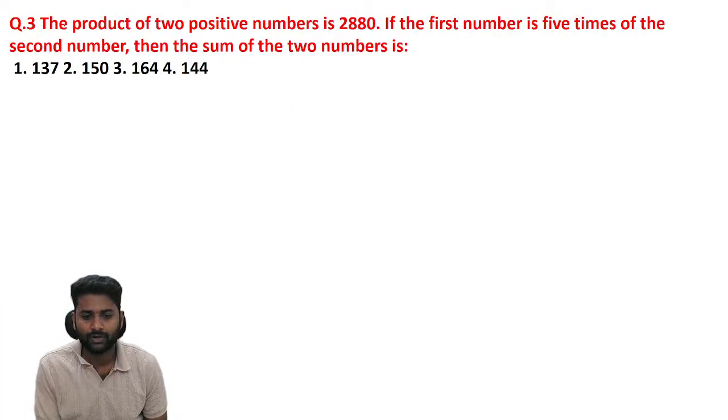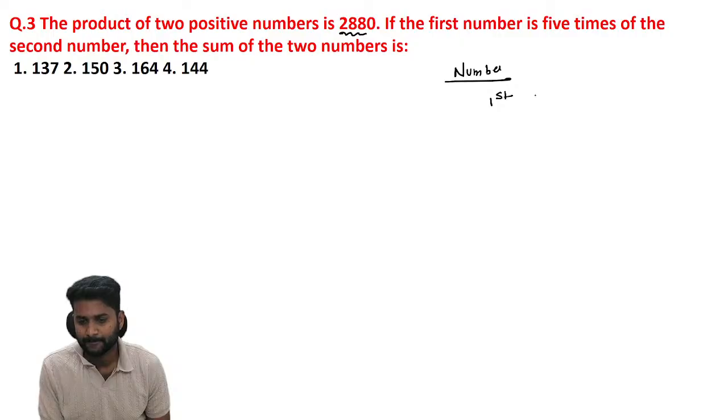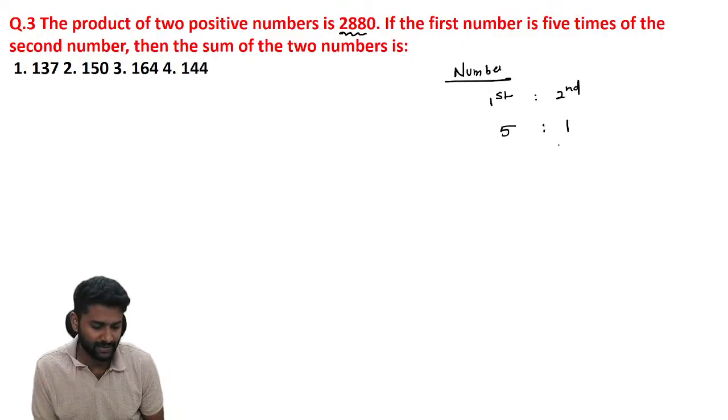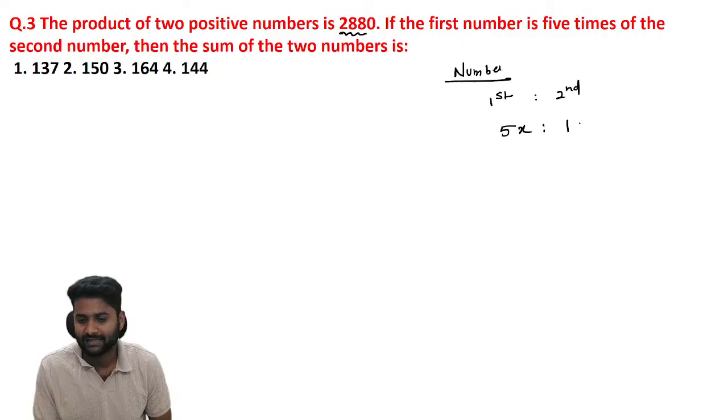Now see, the product of two positive numbers. We don't know what those two numbers are. The product becomes 2880, and the first number is 5 times the second number. So the ratio of those numbers is 5 is to 1. Let us take one number as 5x and the other number as 1x.